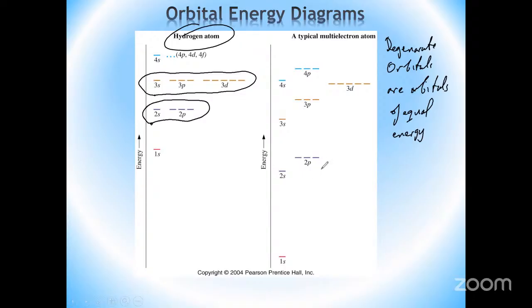Now, the diagram on the right is showing you the arrangement for a typical multi-electron atom. So basically, we're talking about atoms where you have two or more electrons present. And there are two important differences that you'll notice when you compare the situation with a hydrogen atom and that of the multi-electron atom.